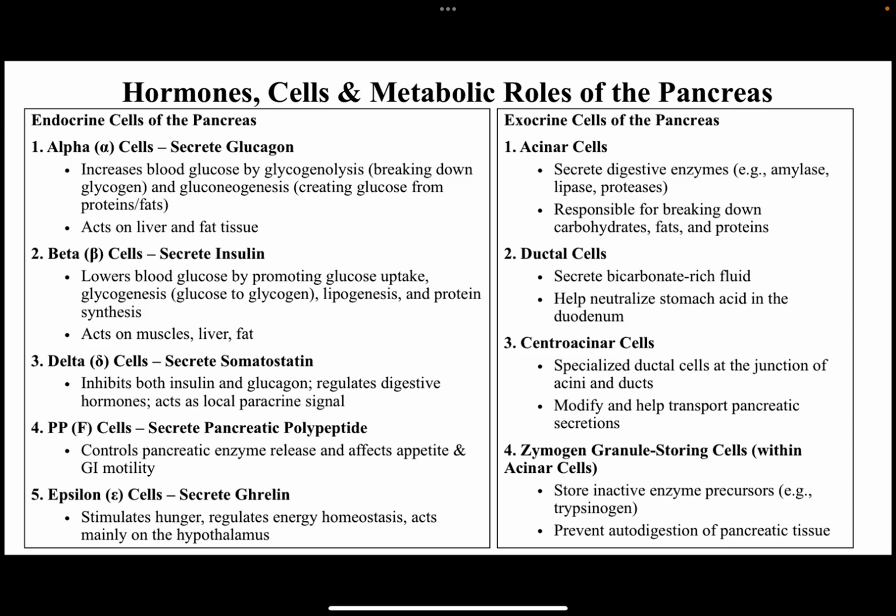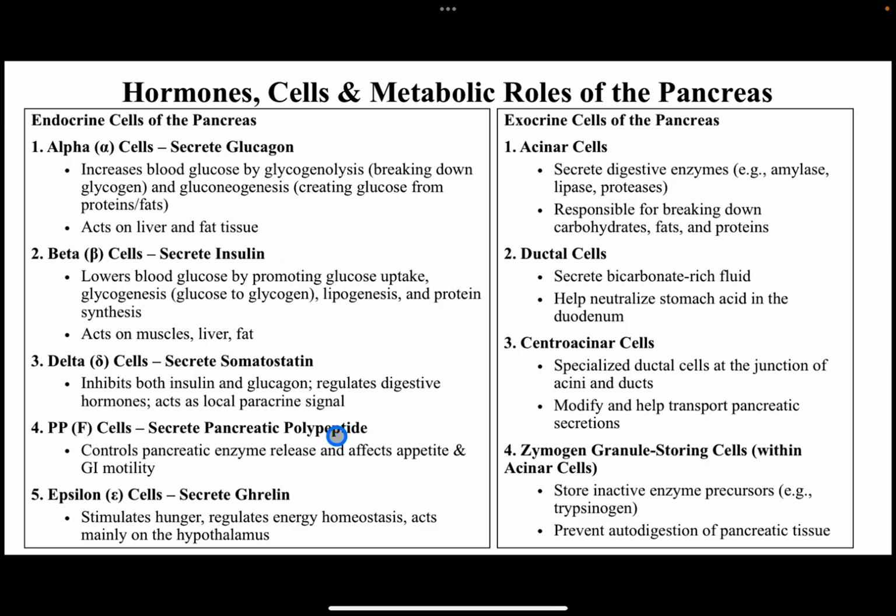That's why we say the insulin secreted by the beta cells helps to lower your blood sugar level. And then the delta cells are like the control. They control the beta cell activities and also control the alpha cell activity. They regulate the glucagon activity and also regulate insulin activity. So when we have more glucagon, somatostatin will come and control it. If we have more insulin activity, somatostatin will come and control it.